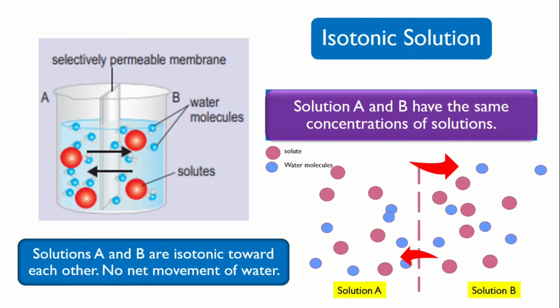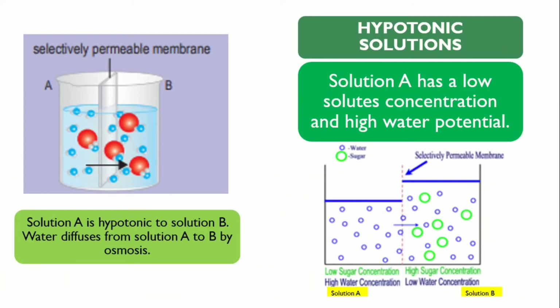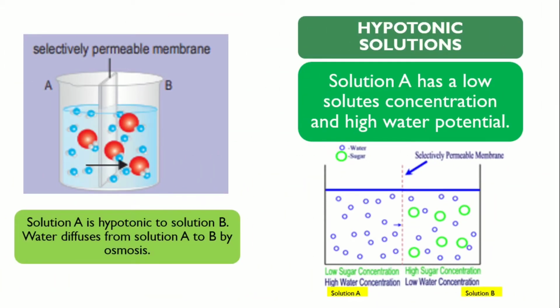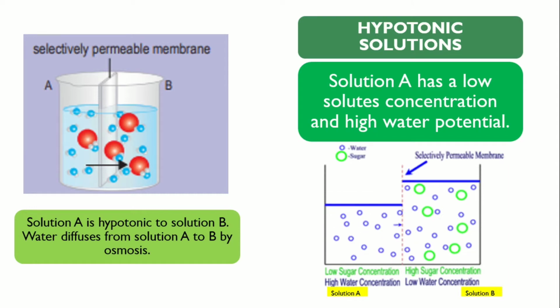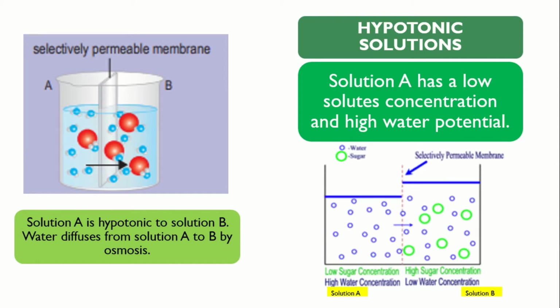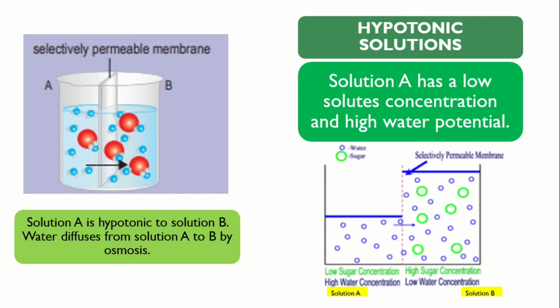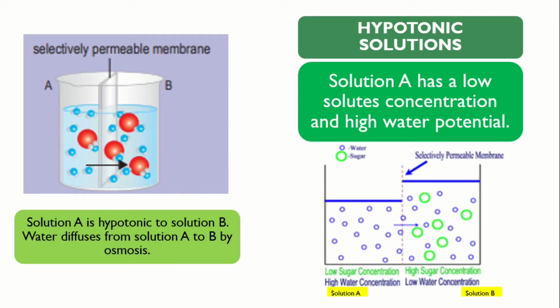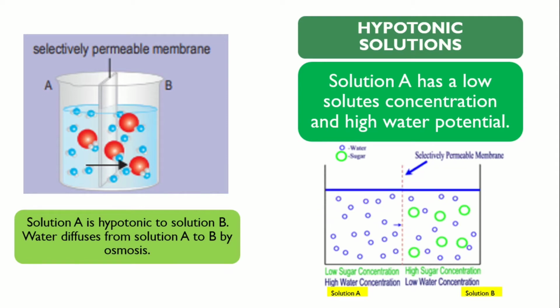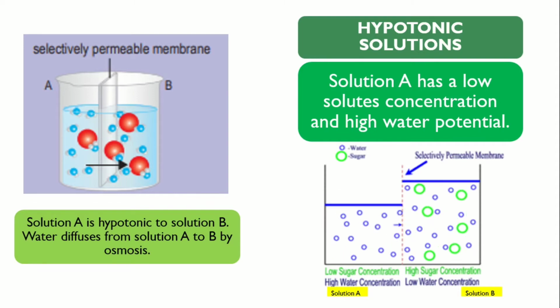In the isotonic solution, solutions A and B have the same concentration of solute, so there is no net movement of water molecules. In this diagram, solution A is hypotonic to solution B. Solution A has a low solute concentration and high water potential, so the water will diffuse from solution A to B by osmosis.